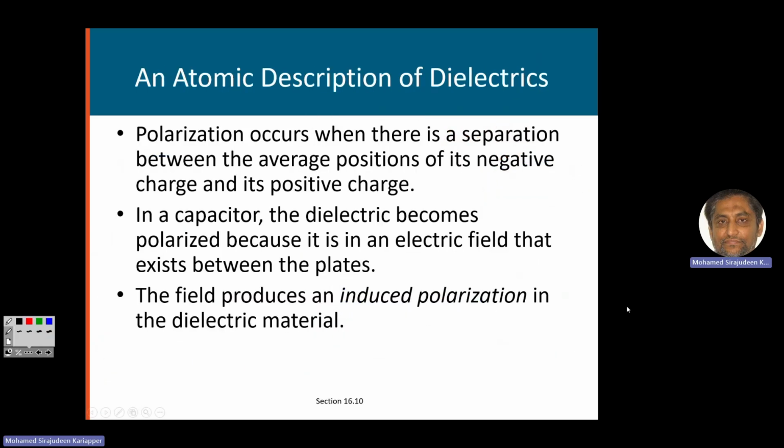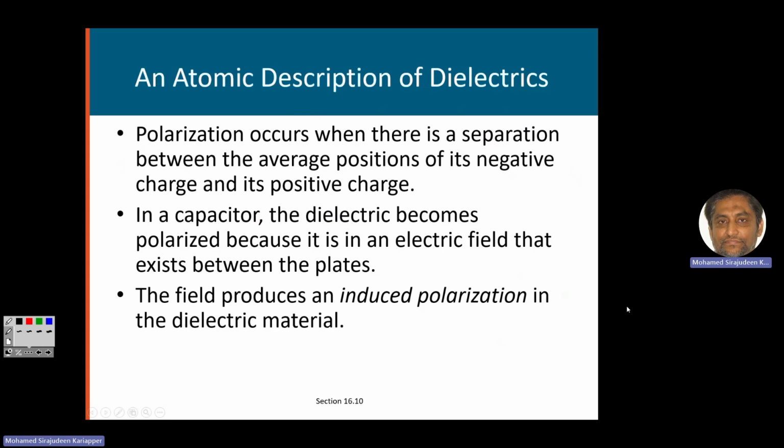Right, now we will explain why the capacitance increases when you put a dielectric, by an atomic description of the dielectric. When you put this dielectric in, polarization occurs in the dielectric material. So I will show it in the next screen as a picture. You know what is polarization? Polarization means when there is a separation between the average position of the negative charge and the positive charge. We talked about it before.